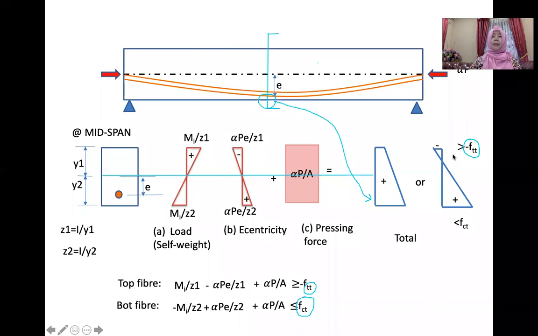We assume that in pre-stress concrete, during transfer, the top fiber here must be greater than the tensile stress allowed during transfer. That is called FTT. Minus means tensile. When you draw the diagram, minus shows that it is on this side. This side is positive, this side is negative. So our assumption is that positive plus negative plus positive must at least be equal to FTT or greater than that. That is what the code mentions about the limitation. We have here equation 1, equation 2.